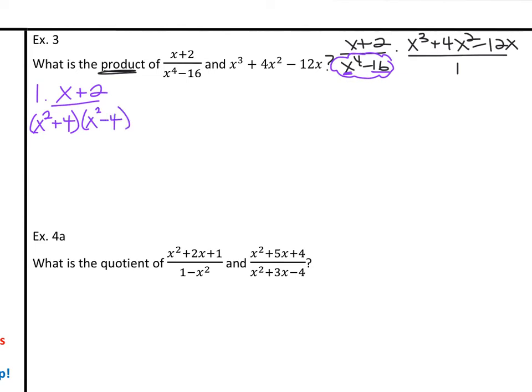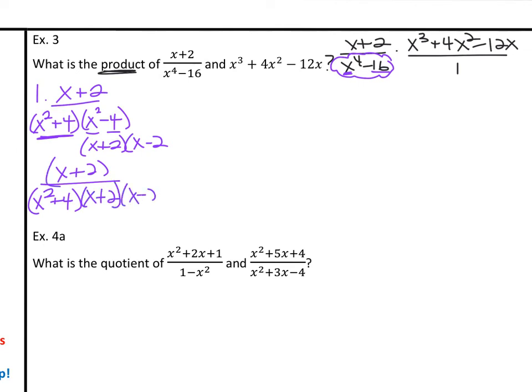When we FOIL them, we'd get x to the 4th, and then the middle terms would cancel, and we'd get minus 16. But then we have to take a look at, well, this is a sum, so that doesn't factor further, but guess what? This one does. X squared is a perfect square, and so is 4. That will factor into x plus 2 and x minus 2. Oh boy. So we have x plus 2 in the numerator over x squared plus 4, which doesn't factor further, and then another x plus 2 and an x minus 2. Wow, that first fraction really got crazy on us.